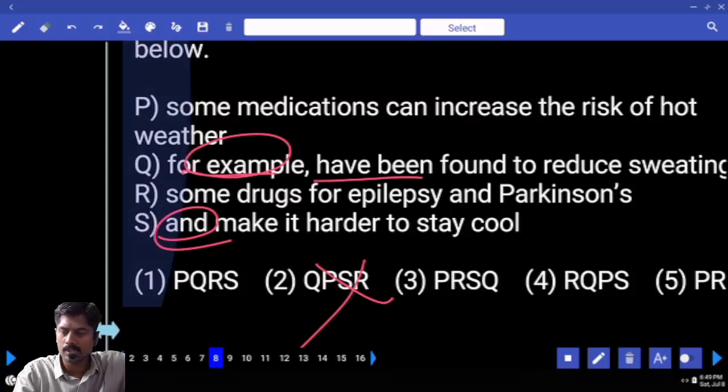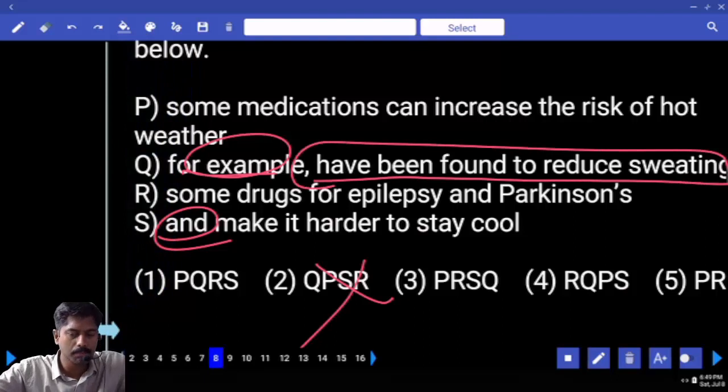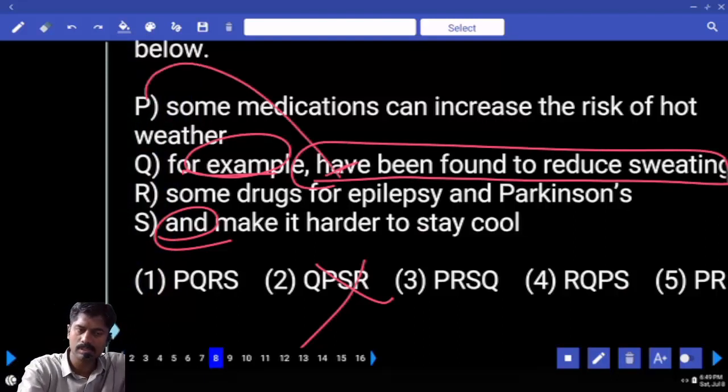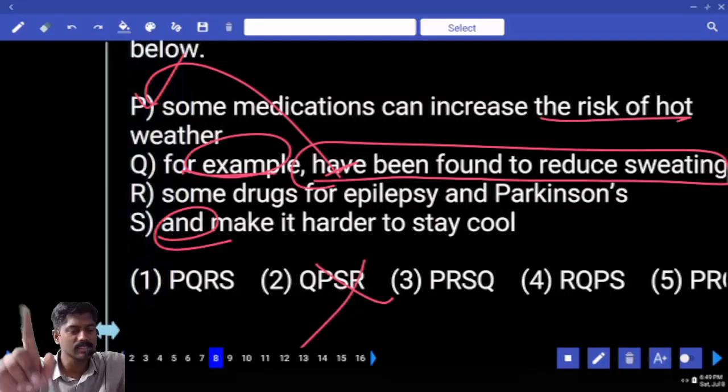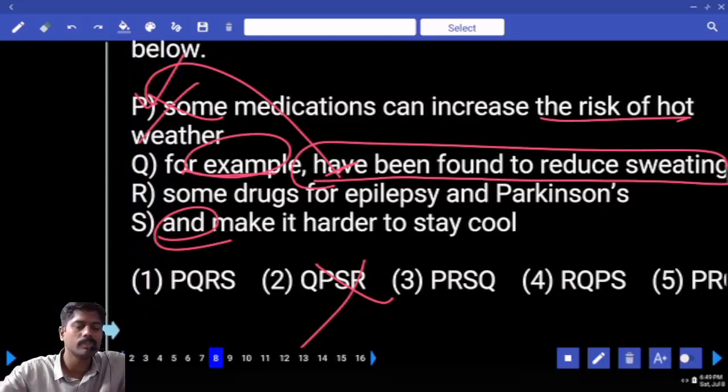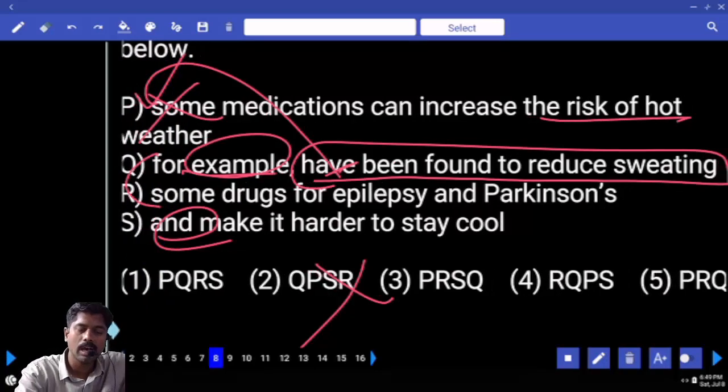This example is for what? For example, have been found to reduce sweating. Have means before that some plural is needed. The risk of hot weather has is needed, so it cannot be after P. It can be only after R.